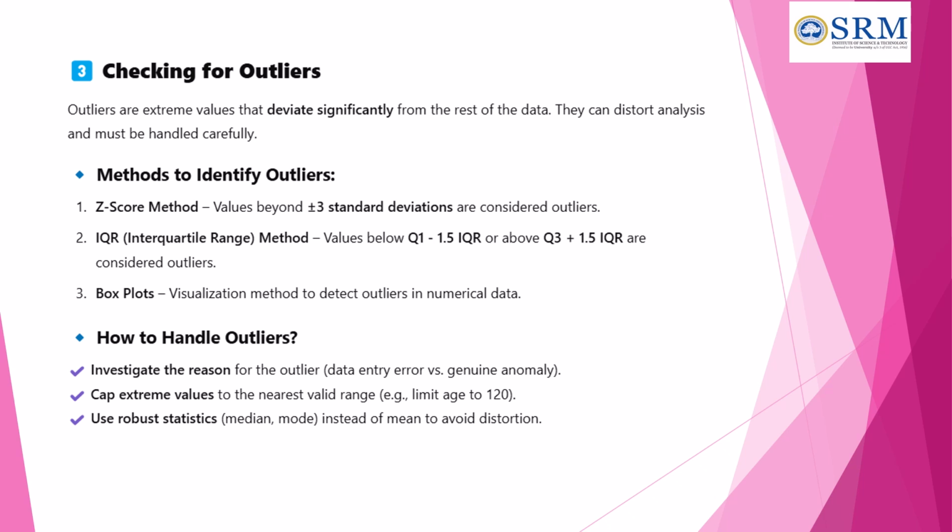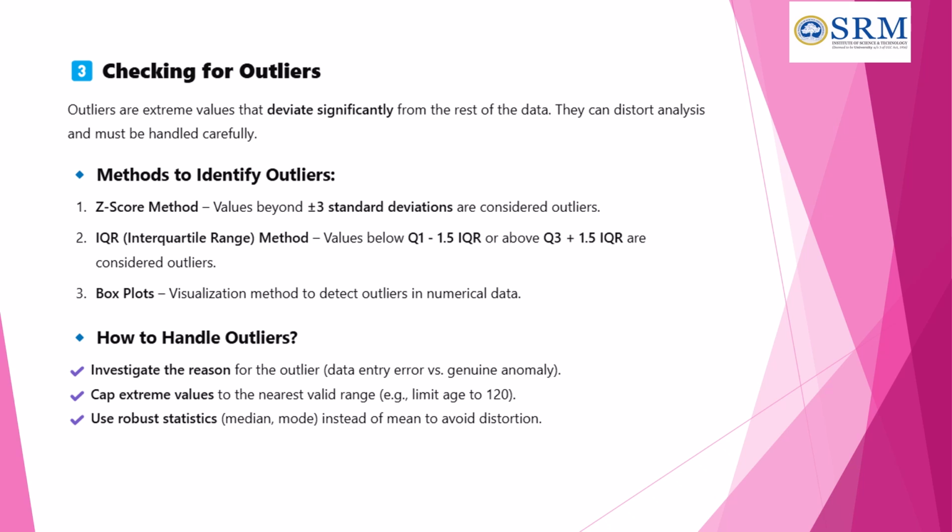Outliers are values in a data set that are very different from the rest of the data. These extreme values can sometimes cause problems in analysis because they might distort results. To find outliers, we can use methods like z-score, where any value more than 3 standard deviations away from the average is considered an outlier. Another common method is interquartile range, IQR, which flags values that fall far below or above most of the data.